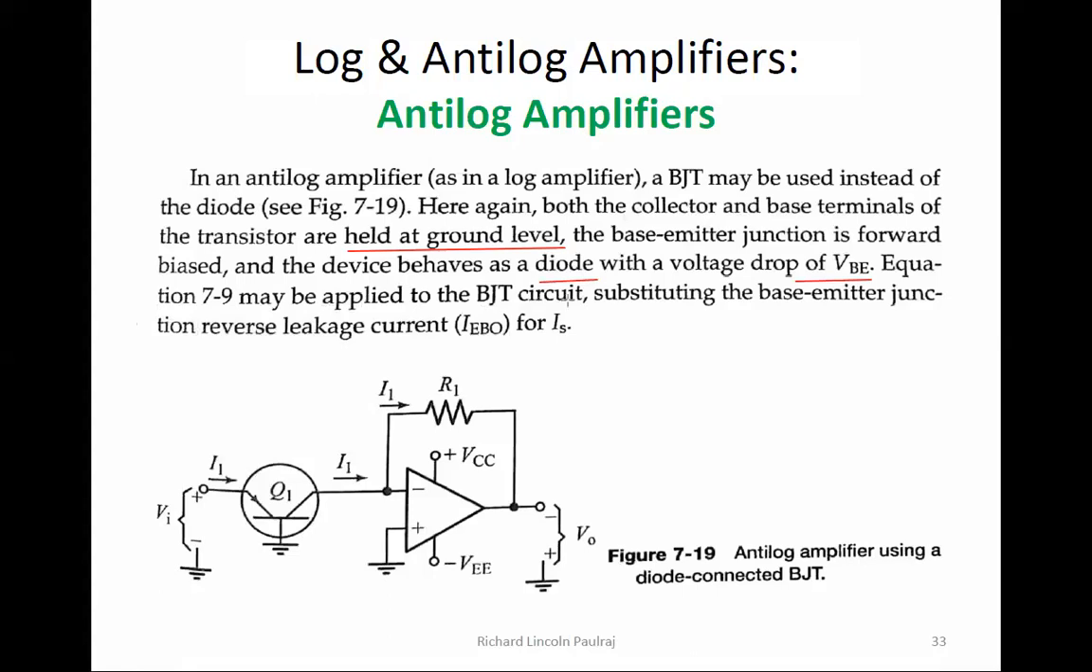The equation may be applied to the BJT circuit. What kind of equation? The one that we saw, V naught is equal to... We had IS and IF, right? So that formula can be applied here also for this BJT, wherein we substitute the base emitter junction with the reverse leakage current, which is IS. So in the formula, we are going to replace it with the reverse leakage current, whatever data we had previously.